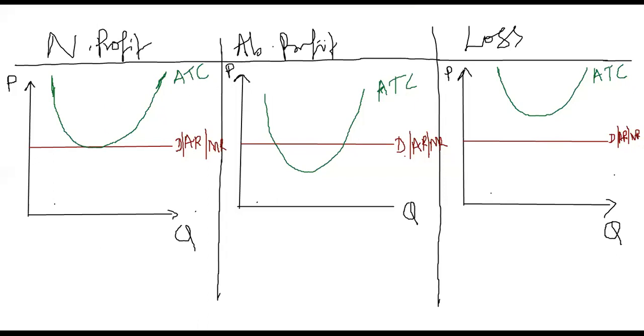So see, this is the lowest of ATC. So I should draw the MC now. See this? This is MC. It cuts the ATC here. Draw the MC there.